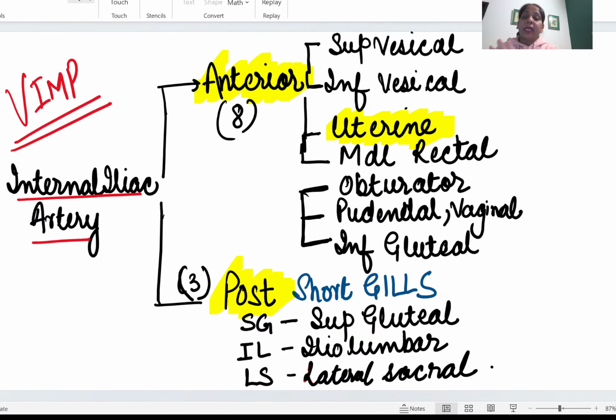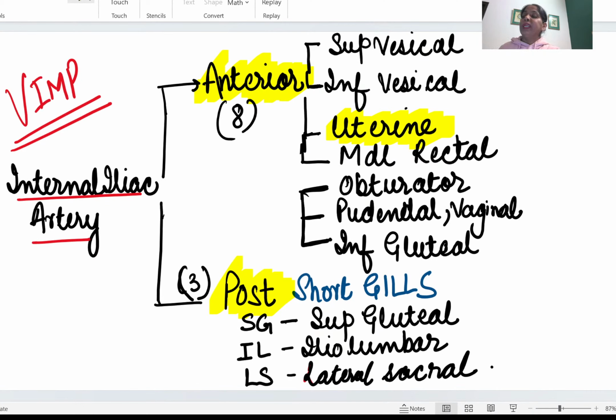Now here are the branches of the internal iliac artery. This is very, very, very important. Why is this asked so many times? Because when PPH is occurring, as you have seen, devascularization is our last hope, and there we as obstetricians get confused a lot about which artery to ligate and what to do. So that you don't get confused when you're saving one life, this question is asked too much.